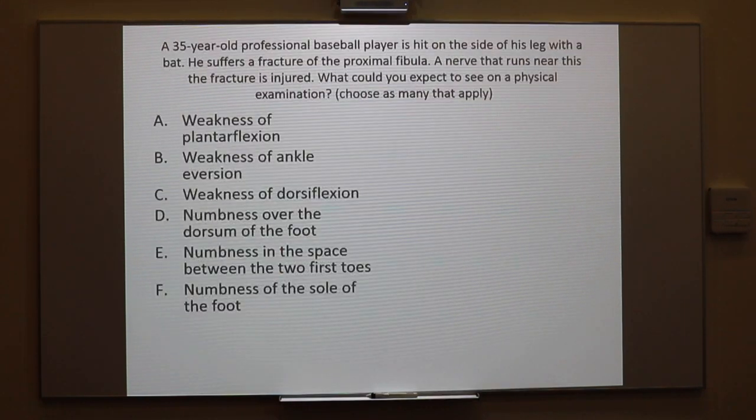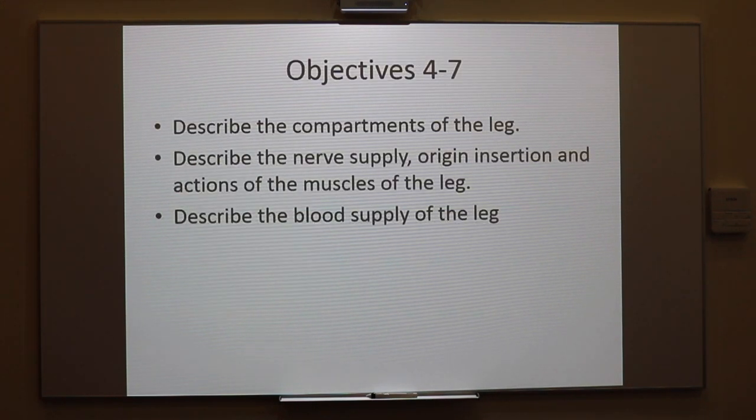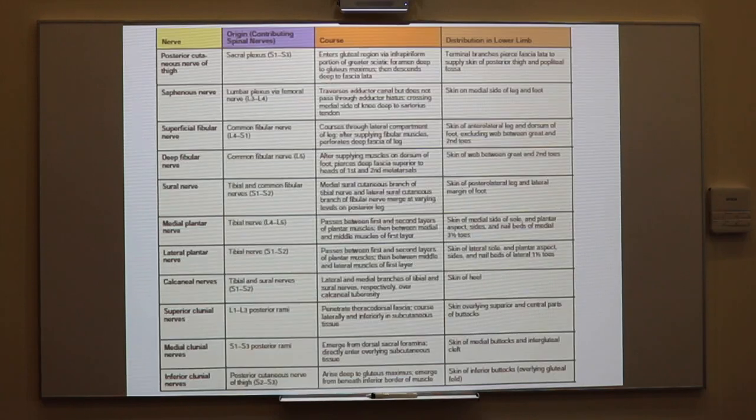So these are the cutaneous supply. You can read this if you want to, but these details are not required. The important things I have already talked about in terms of the distribution of the cutaneous nerves.